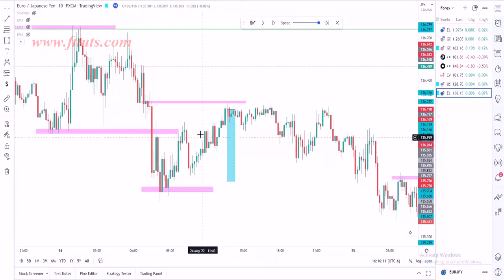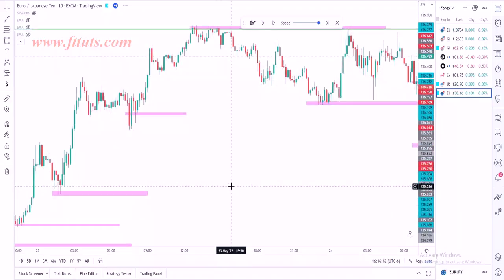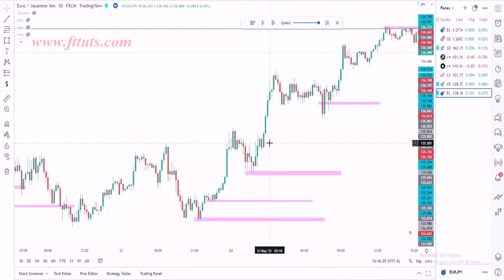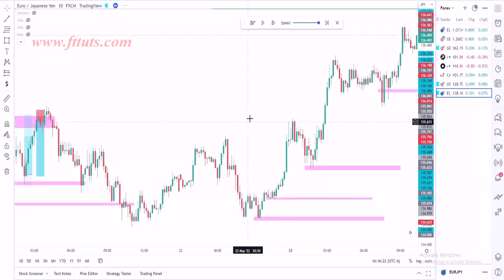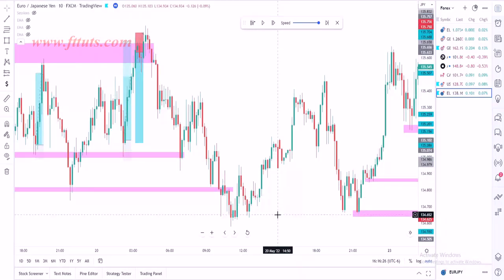Let's see. Also, we want to keep in mind to look for a break as well. Again, you don't have to. You want to be a little more aggressive, more conservative. Look for a break. I do both.